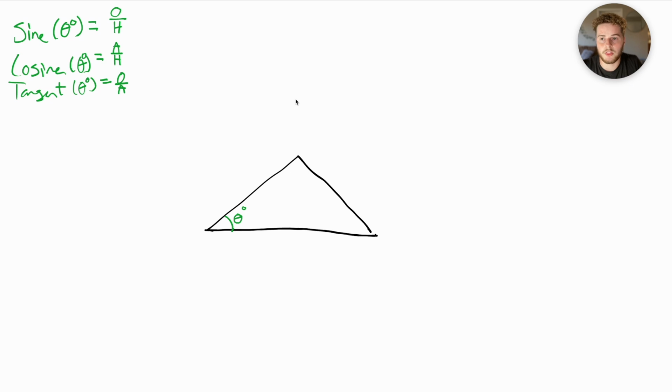Now, keep in mind we got three letters that we're working with here. We're working with O, A, and H. O stands for opposite. A stands for adjacent. And H stands for hypotenuse. So those are the three that you have to remember when it comes to trigonometry. Now O is very simple.